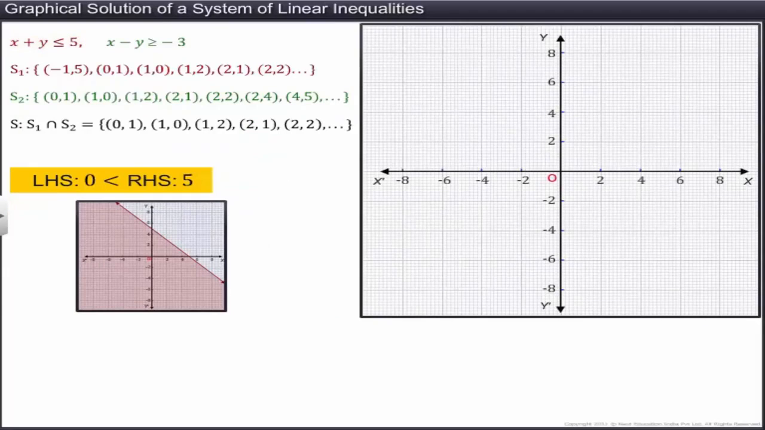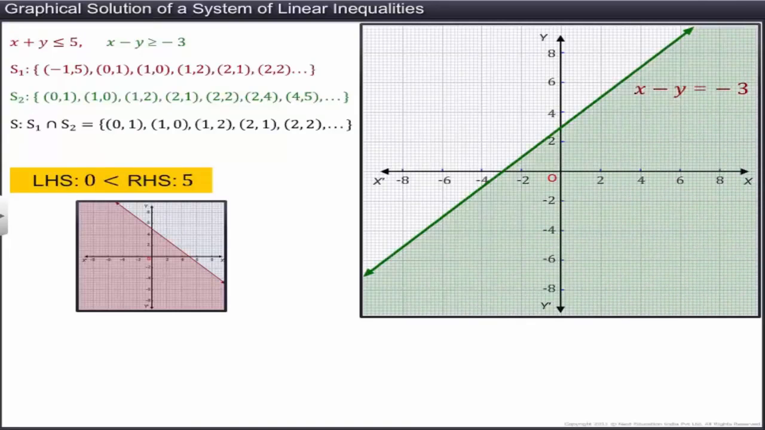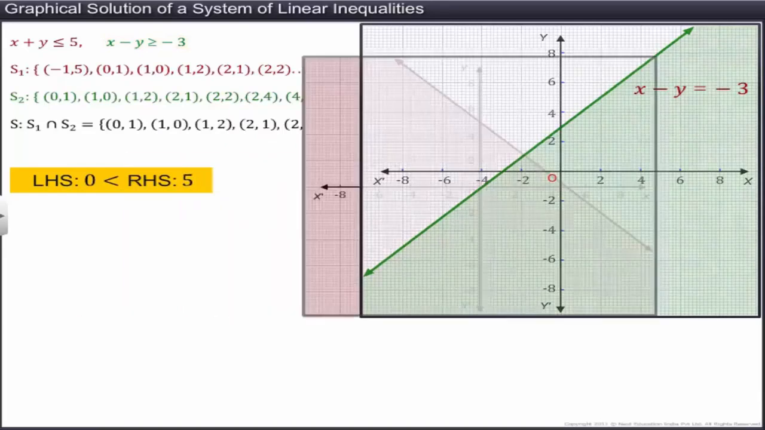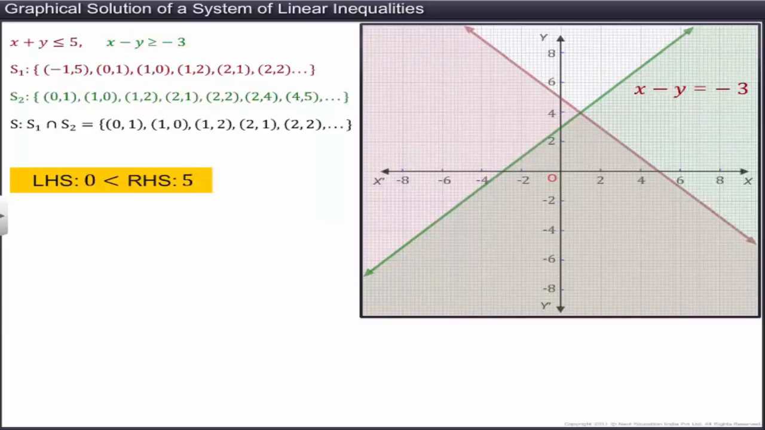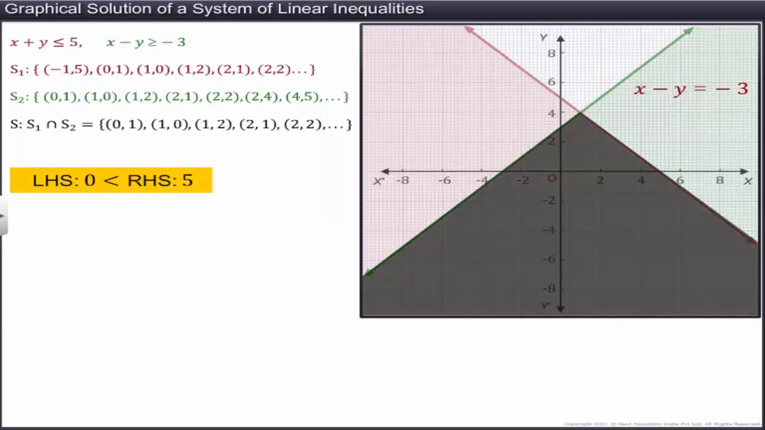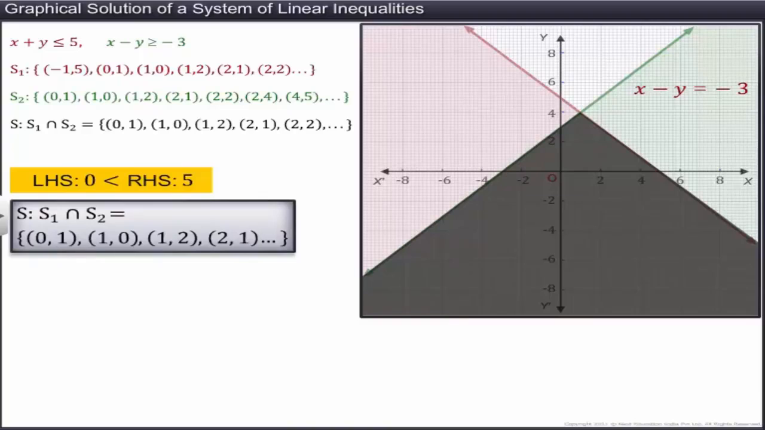In the same way, the solution region of the inequality x minus y is greater than or equal to minus 3 is as shown. If we overlap the solution regions of both the inequalities, we get the region as shown. The common solution set that we have found algebraically belongs to the overlapped region on the graphs.